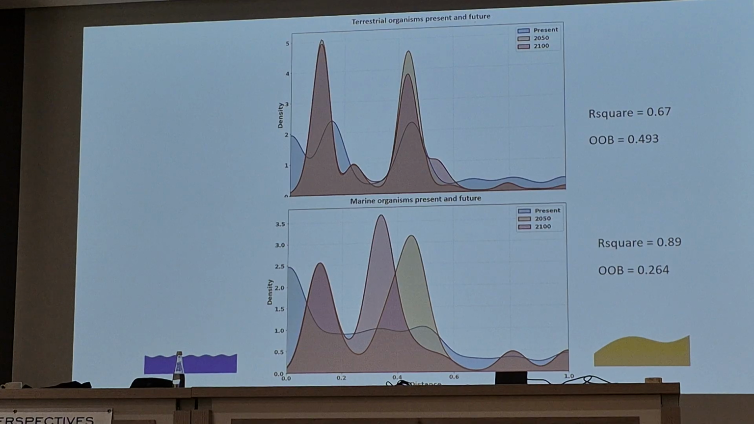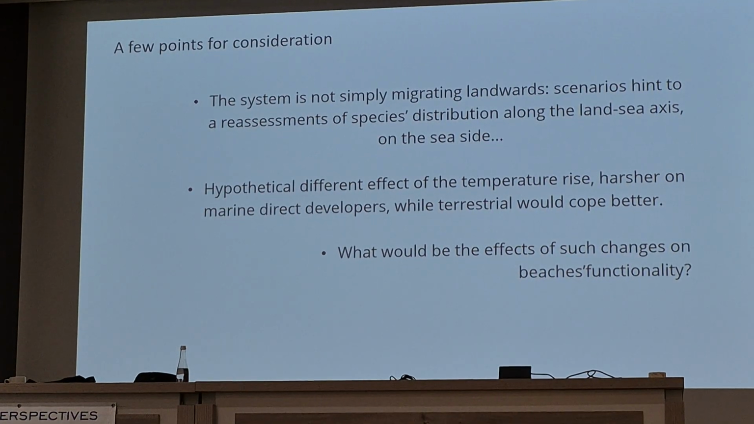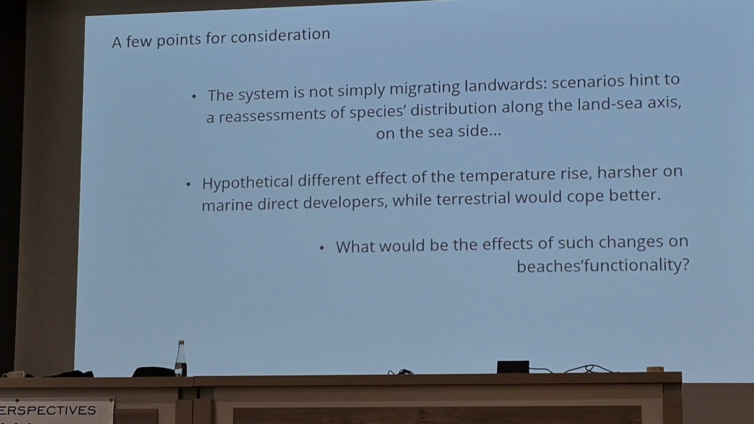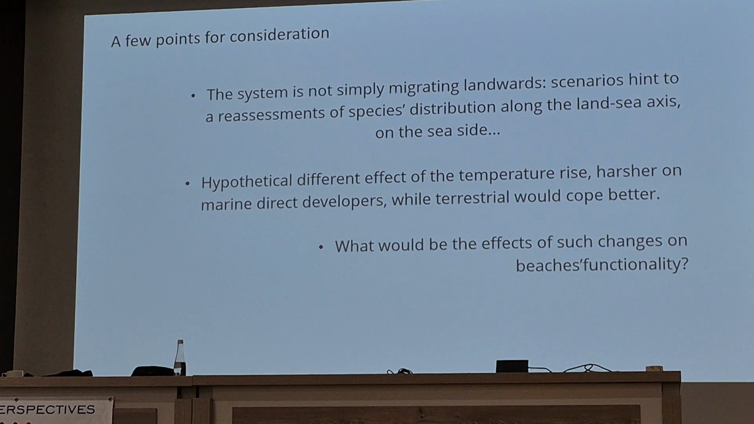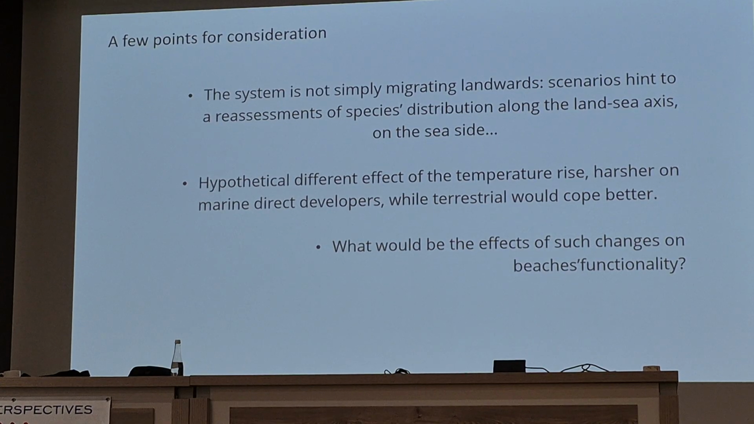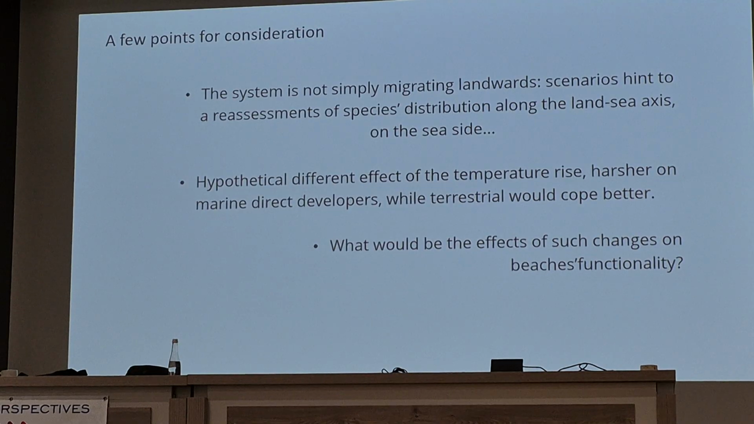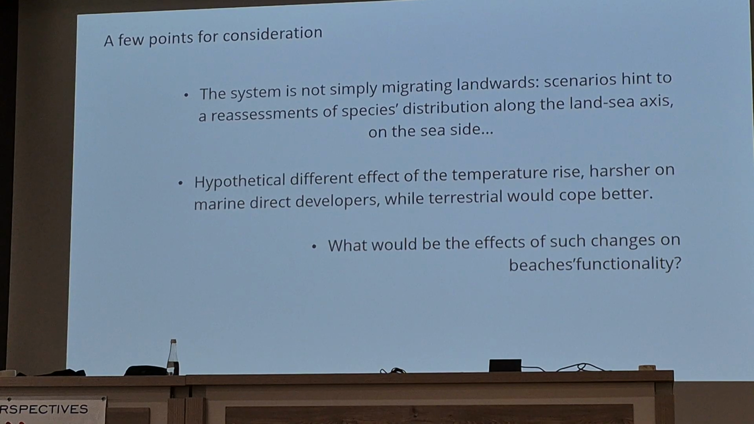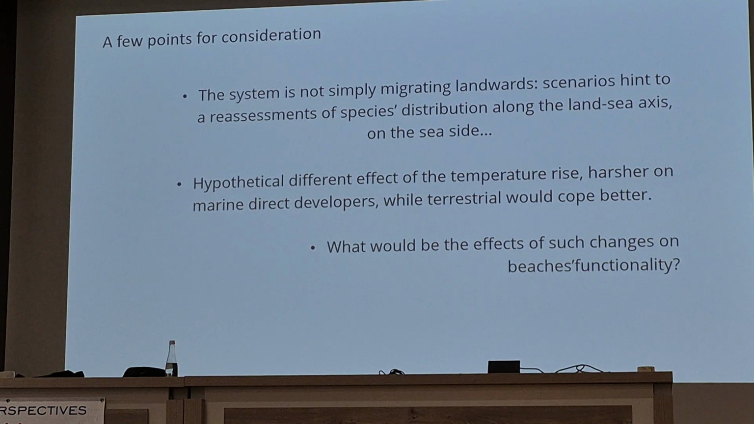Why? I don't know. So I just make general considerations. One is that what I was saying, that the system is supposed to migrate, is not really correct. There are rearrangements inside and zonations, so something is going to change, and it is not an engineer's point of view that we have to apply. And then it may be something related to the fact that direct developers, which are also water breathers, are more sensitive to temperature arrays. We need to study a little bit further on this point.